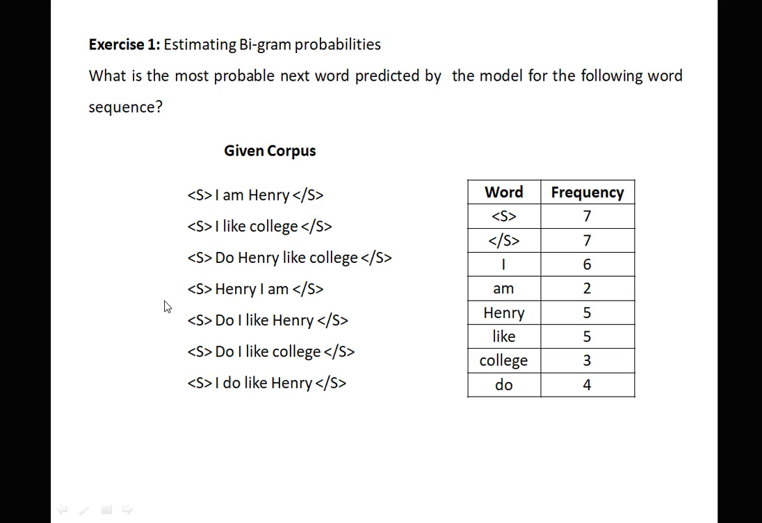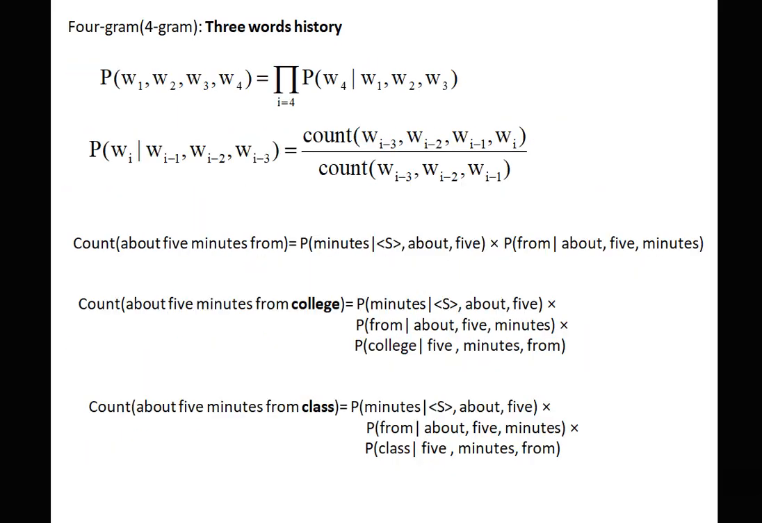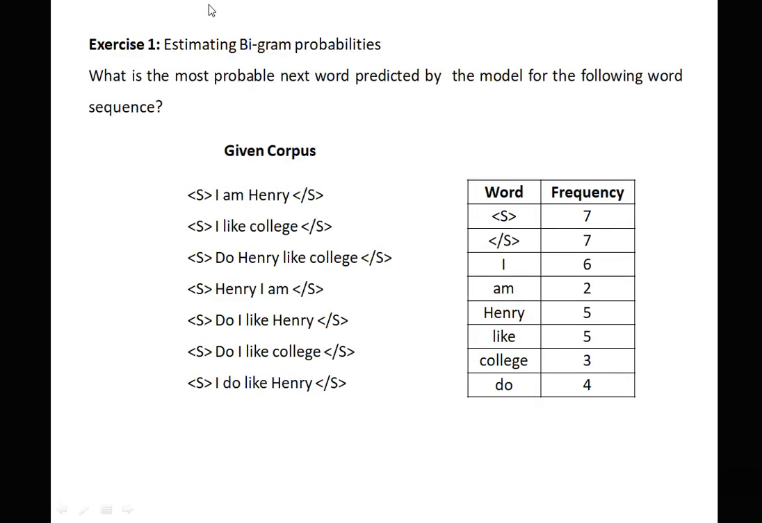Now we will see the exercise. All of these previous equations will be cleared up with the exercises. Estimate Bigram probabilities. What is the most probable next word predicted by the model for the following word sequence? So first we solve the problem with the Bigram, then Trigram and 4-gram. This is the given corpus. These are nothing but the training data.